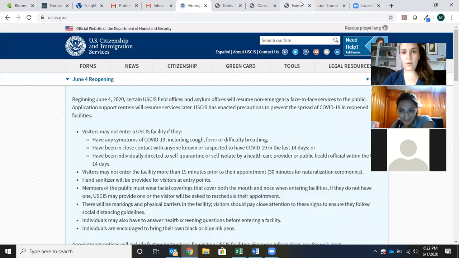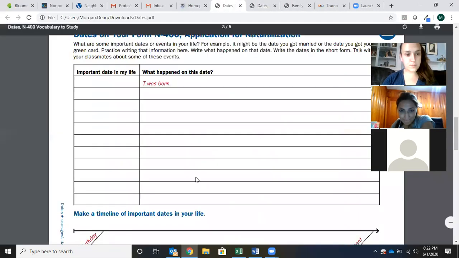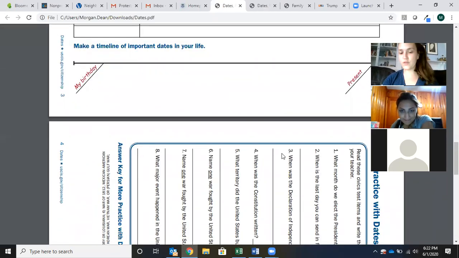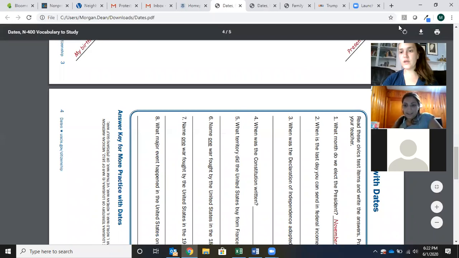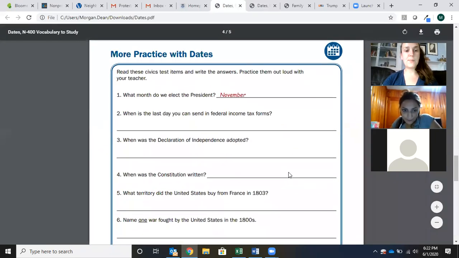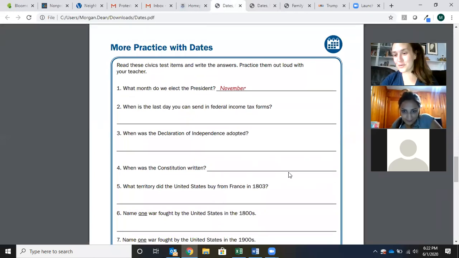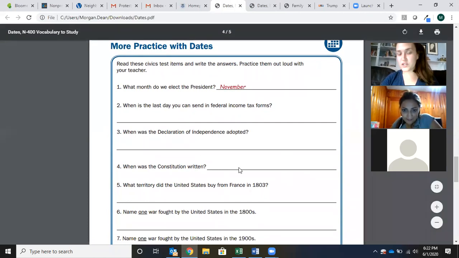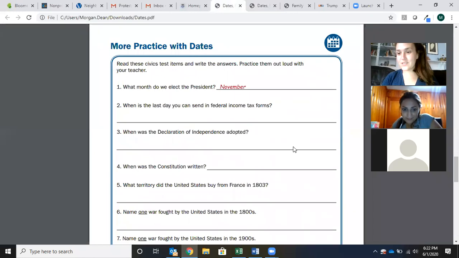All right, so homework again, page 3. A little bit of homework. If you guys don't get it all done, that's okay. I just want you to be reading over it and thinking about this type of stuff, okay? So this is a little bit of review, a little bit of practice. We have a lot of civics test questions that have dates in them, right? So they'll ask you things, like this first one, for example: what month do we elect our president?